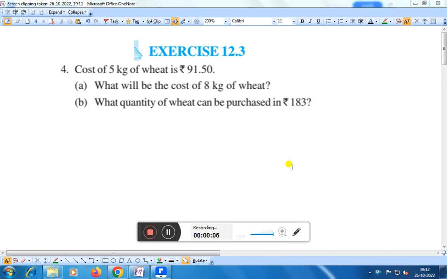The cost of 5 kg of wheat is rupees 91.50. What will be the cost of 8 kg of wheat? Right? Now we will solve this question in this way.